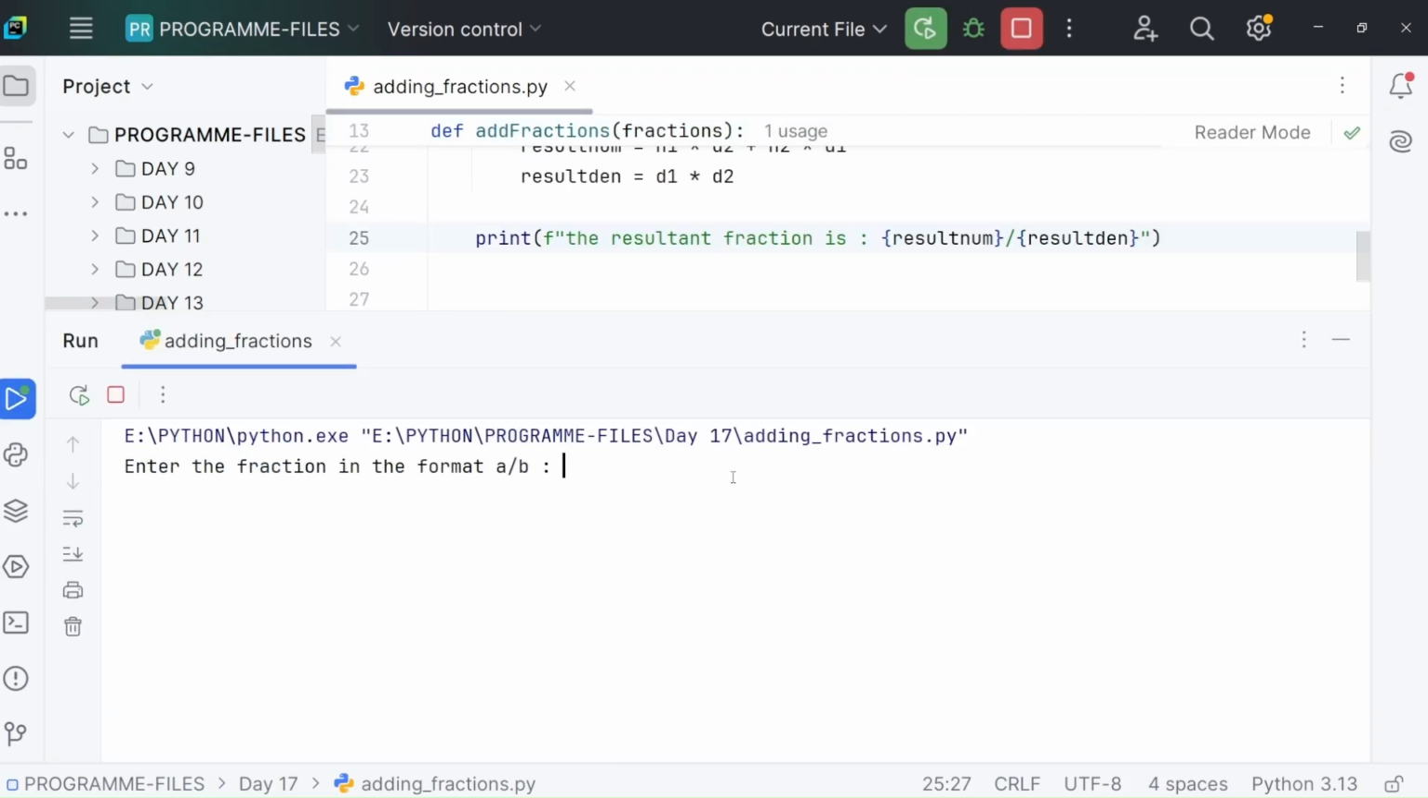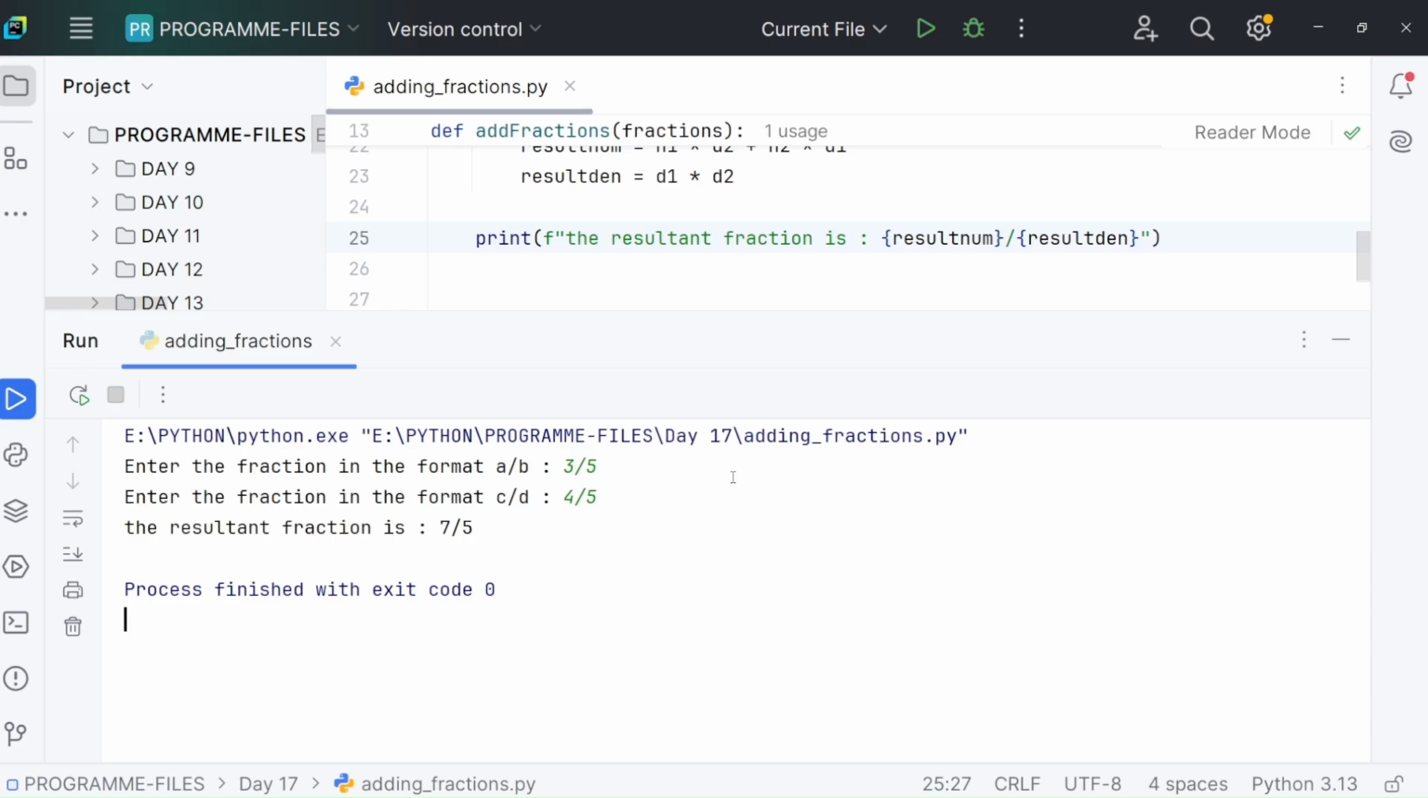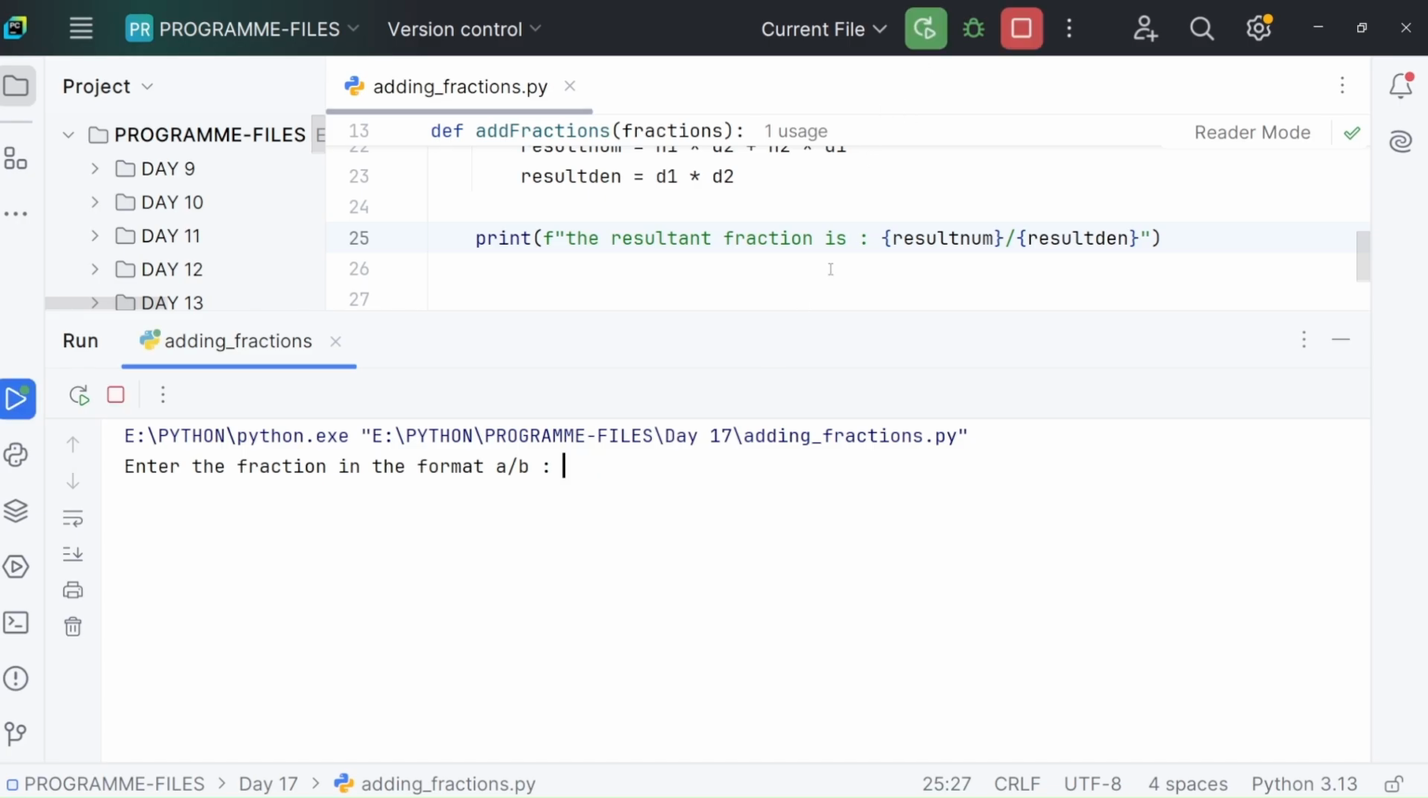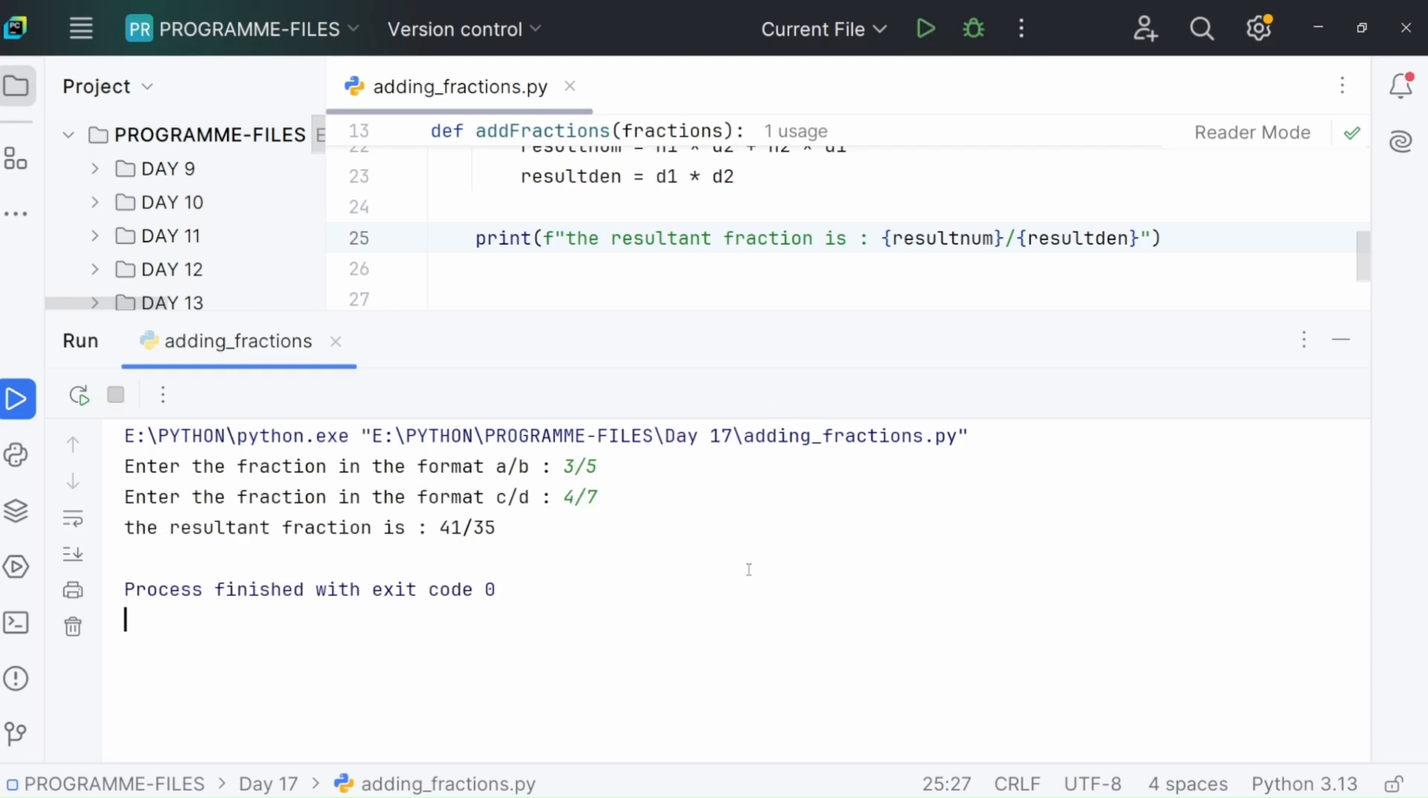The program is asking me to enter the fraction in the format a by b. Let me enter the values as we did in the first case. We get the resultant as 7 by 5. Let's rerun the program and run for the second case. Let me input the fractions as we did in the second case. We get the resultant fraction as 41 by 35. Thus, we have successfully completed our program.